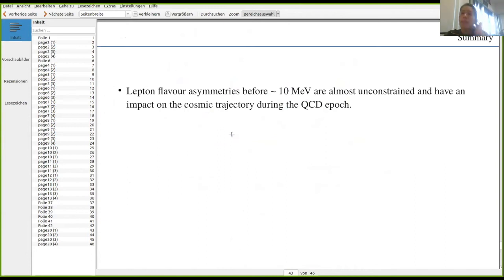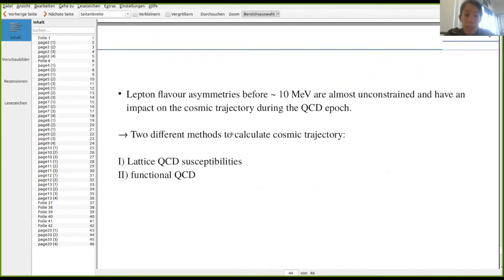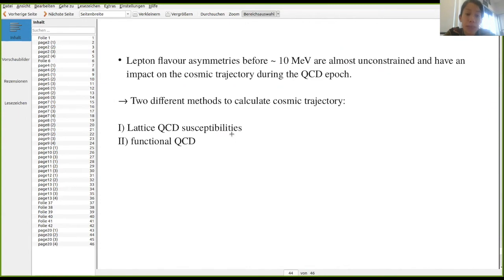So let me just summarize and conclude. I wanted to convince you that lepton flavor asymmetries before 10 MeV roughly are almost unconstrained, and they have an impact on the cosmic trajectory during the QCD epoch. I introduced two different methods in order to calculate the cosmic trajectory. One makes use of lattice QCD susceptibilities, and the other one uses results from functional QCD.